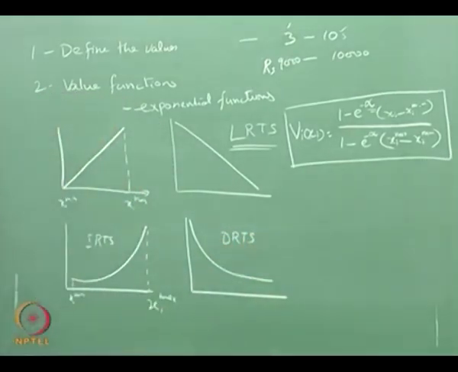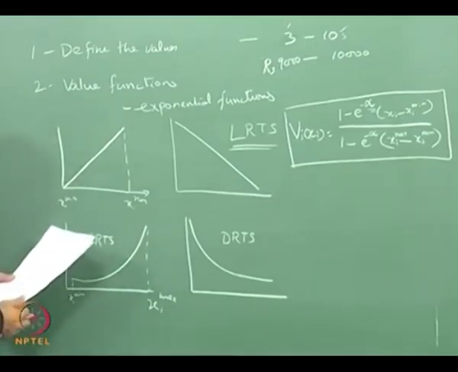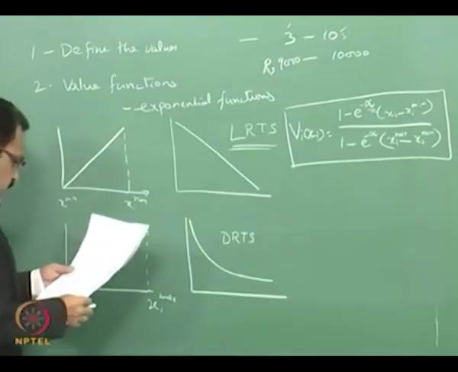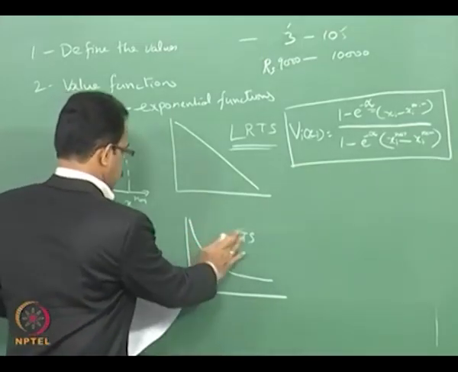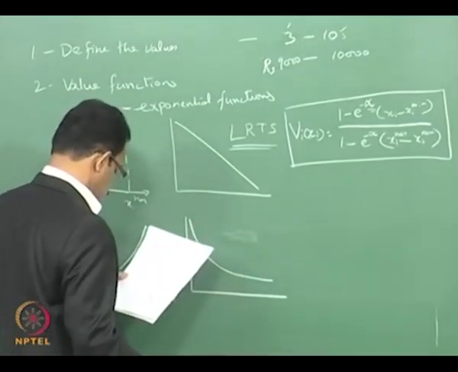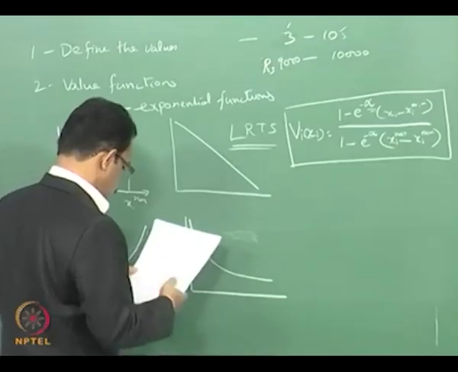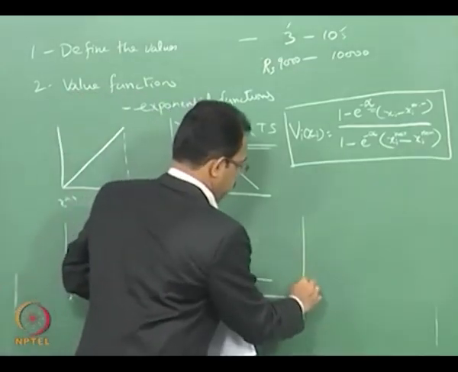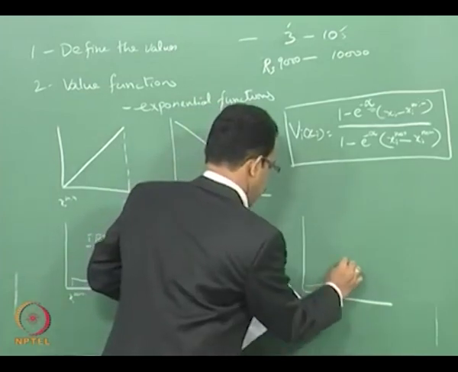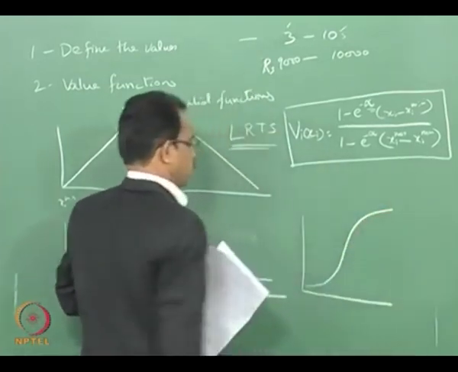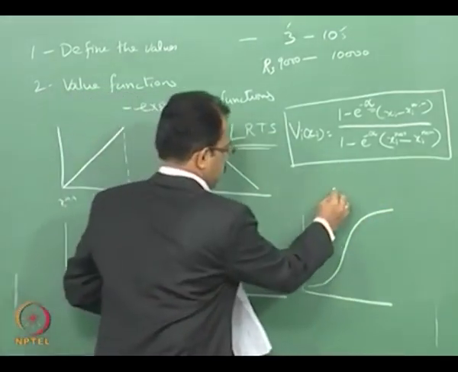So you can have any one of these 4 functions, and apart from this you can have other functions like the S curve. You can have an S curve. So this is an S curve. So you can actually have an increasing and decreasing return to scale. So this is known as S curve.